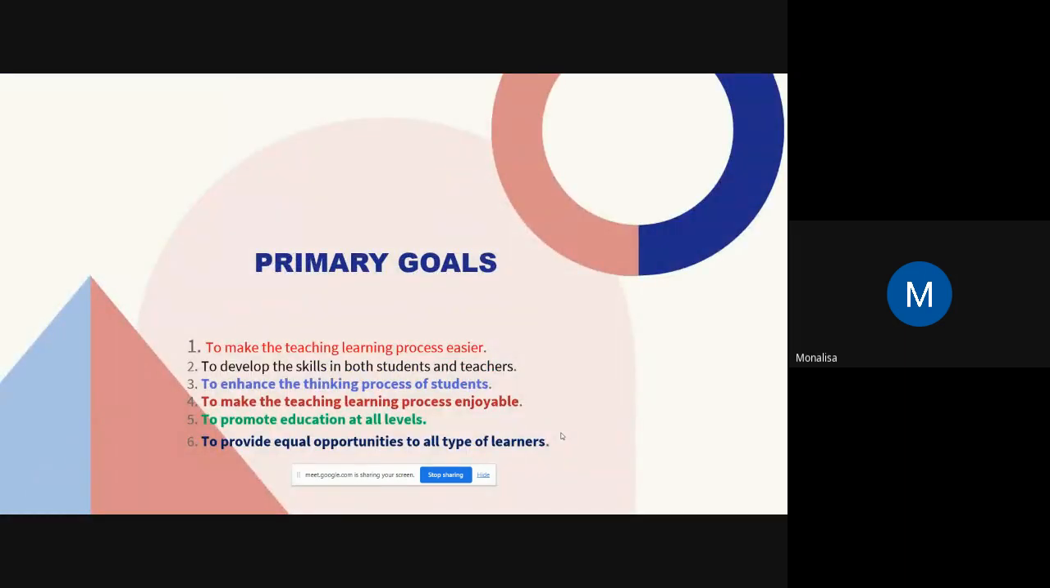So coming to the primary goals of ICT. That means what is the objective of using ICT in our teaching and learning process. You can say the first is ICT makes the teaching learning process very easier. It just enhances or increases the participation between the teacher and student.